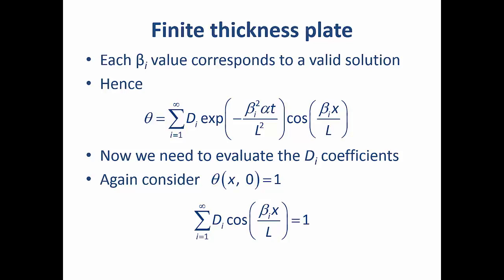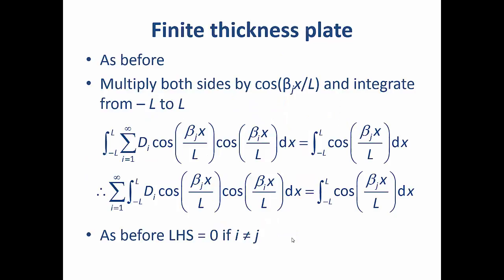And we now need to evaluate the di coefficients, and we go back to our original boundary condition that theta equals 1 at time t equals 0. So the expression at the bottom of the slide simply states that, because exponent of 0 will give us 1, we just end up with the sum between i equals 1 and infinity of di cos beta i x over L equals 1. Well, as we did with the Fourier series, we now multiply both sides by cos beta j x over L and integrate from minus L to plus L.